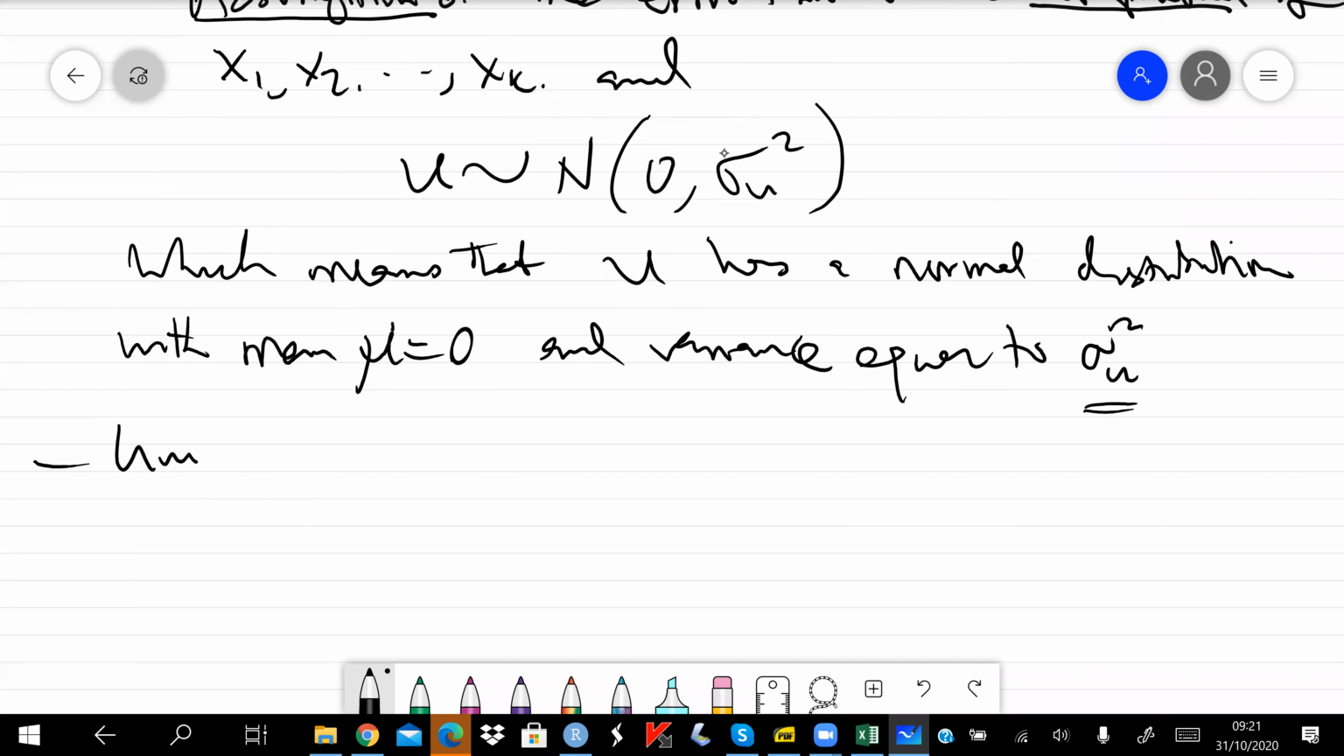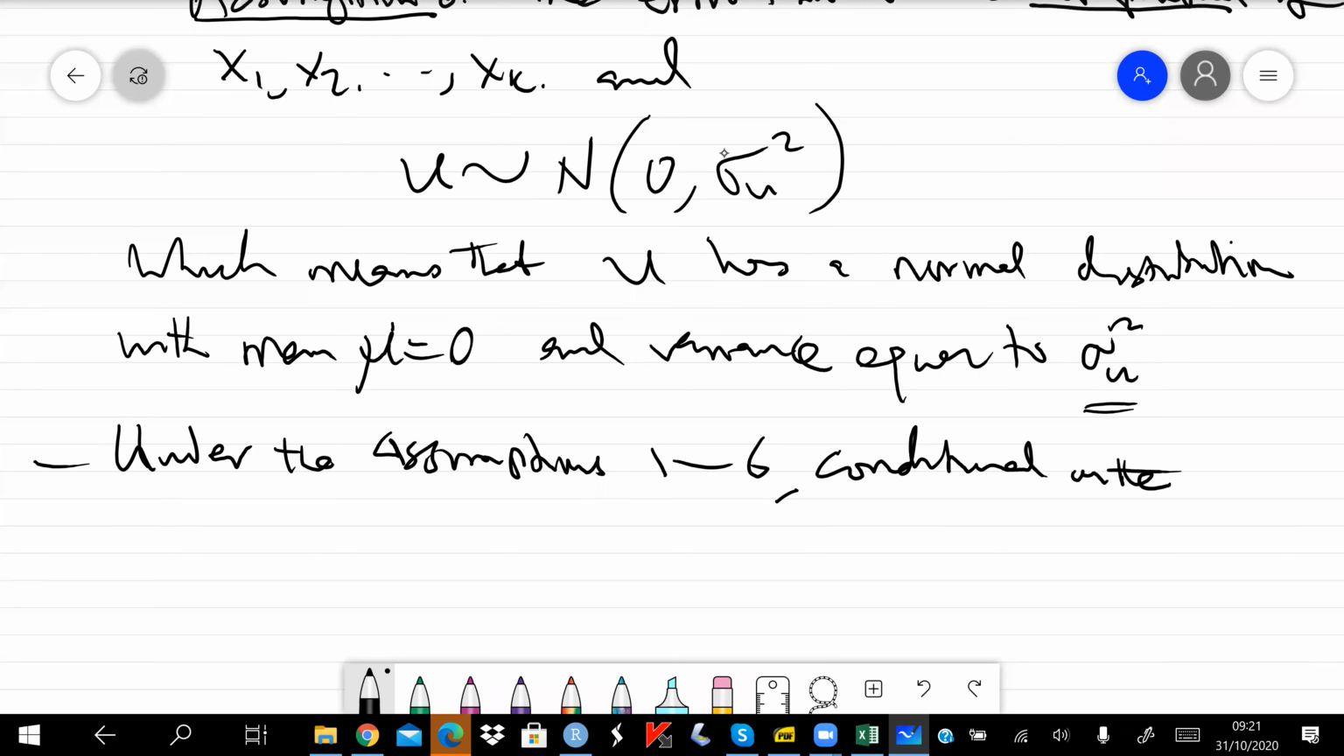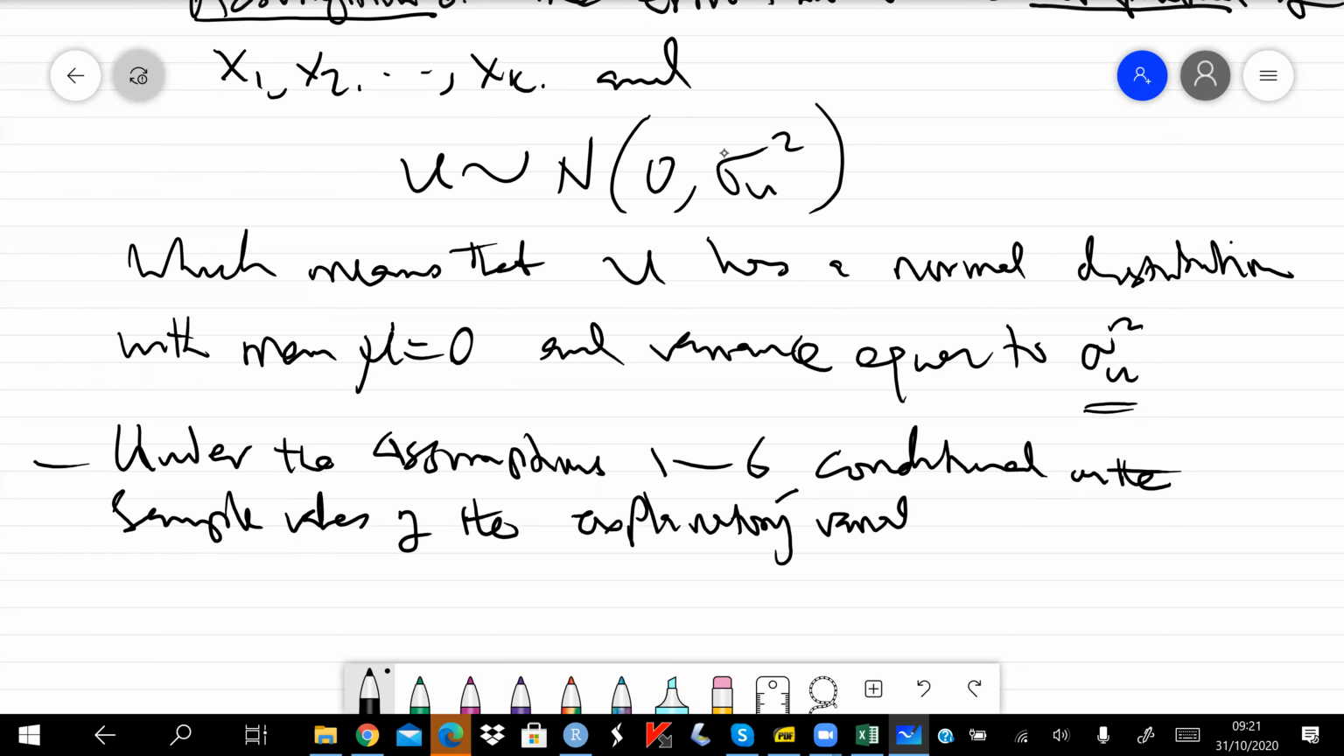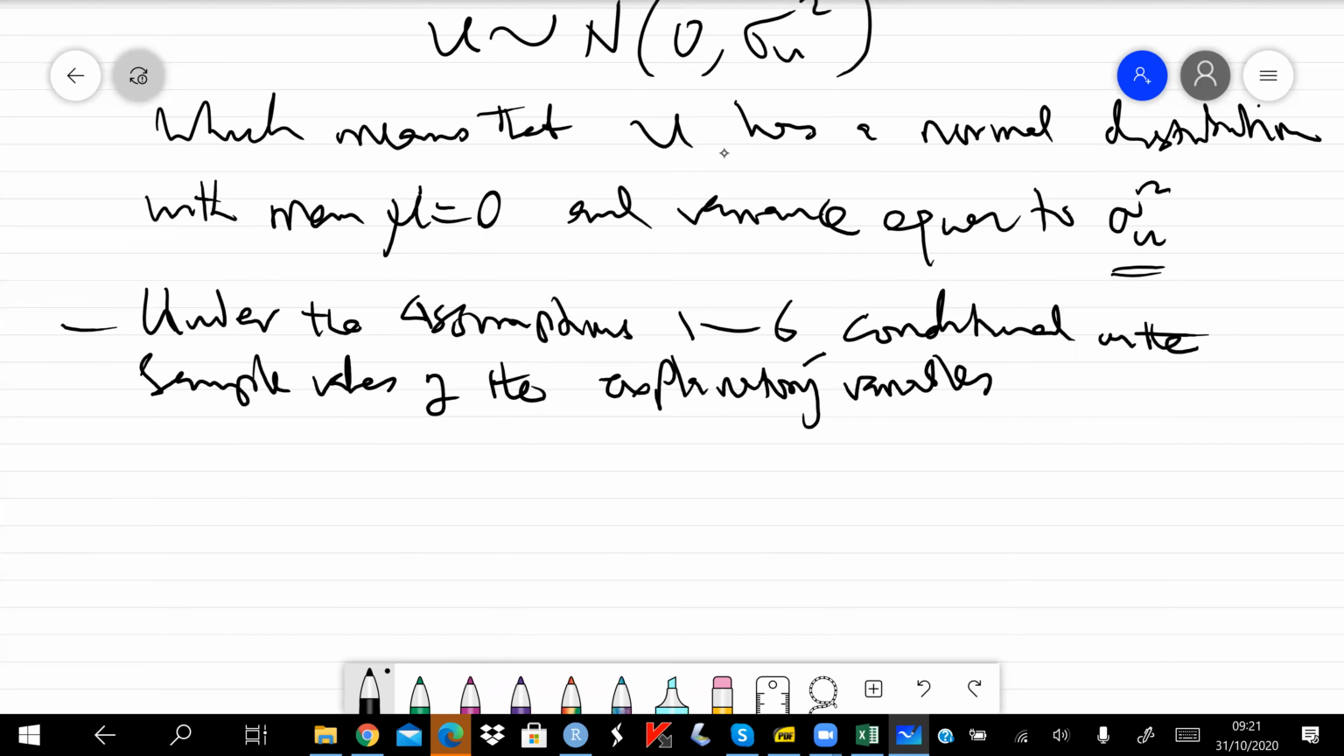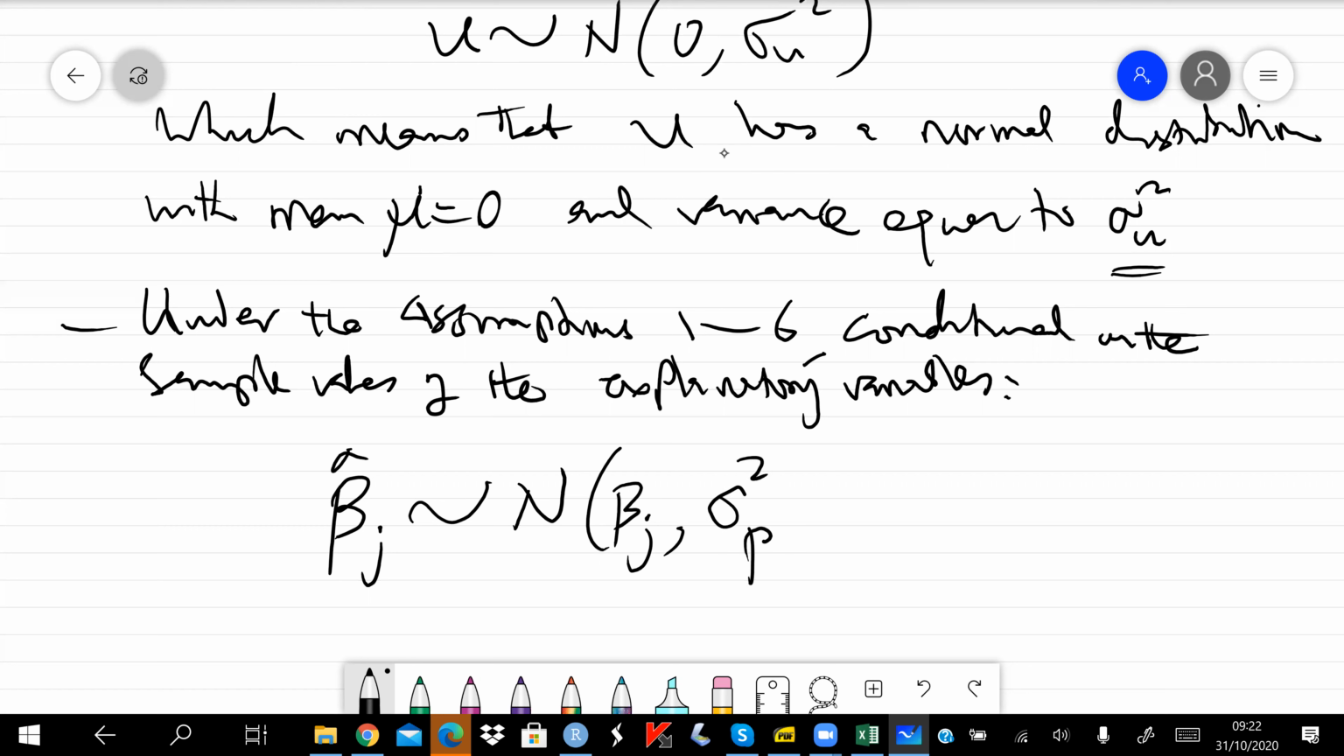Then we say now, under the assumptions 1 to 6, conditional on the sample values of the explanatory variables, we can say this. This statement is very important: beta j hat has a normal distribution with mean equal to beta j, there is no hat there, and variance equal to sigma squared of beta j hat.